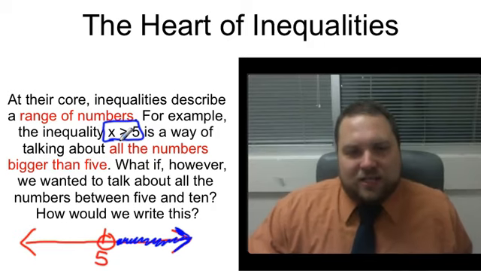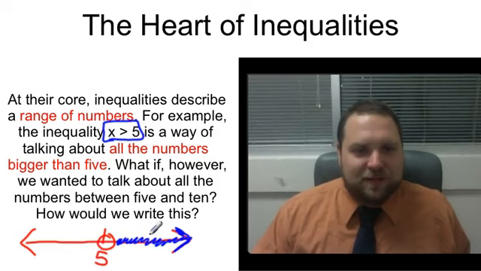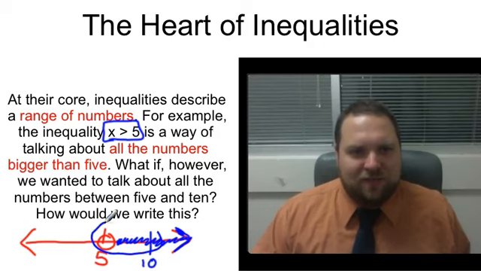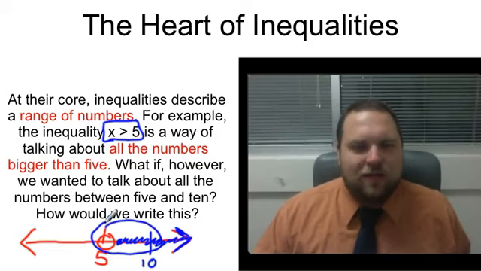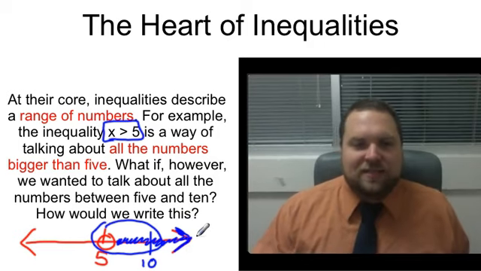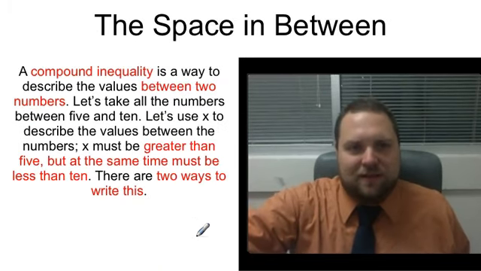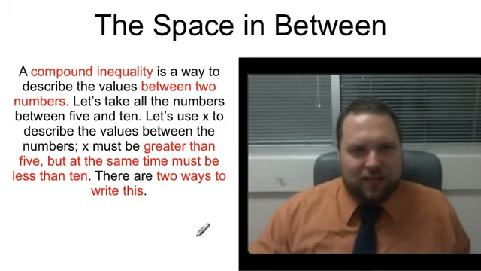What we want to change, however, is what if I'm interested not in just all the numbers bigger than 5, but all the numbers between 5 and 10? What if I just wanted that and I didn't want all of this part over here? The question is, how would I write that? The way I do this is with something called a compound inequality.